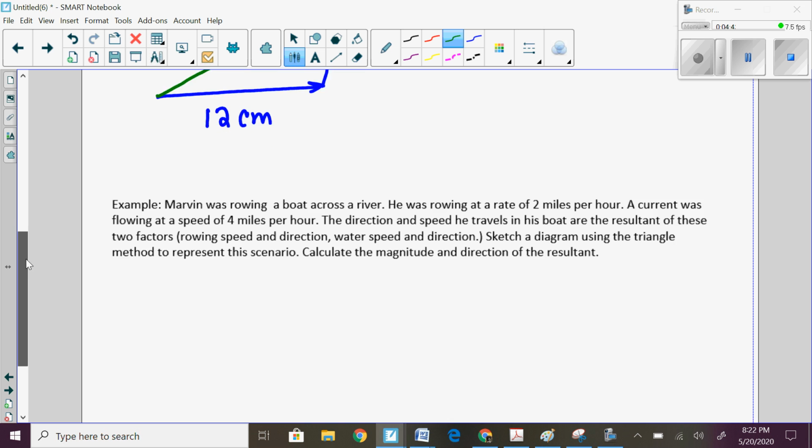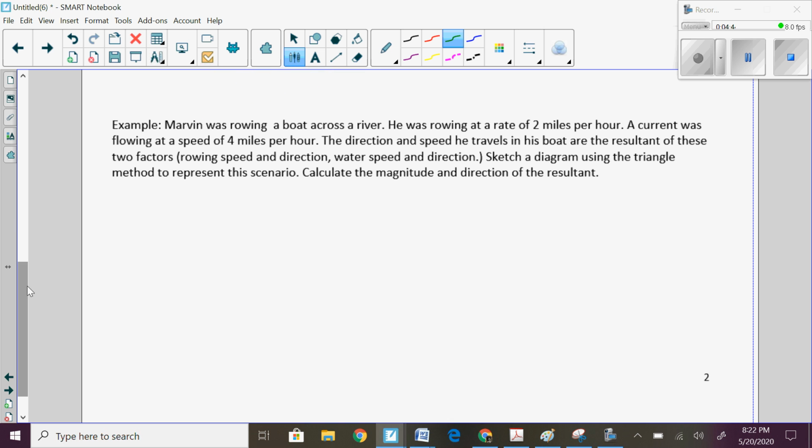So here I have my first example. It says Marvin is rowing a boat across the river. So imagine he's rowing the boat across the river. He was rowing at a rate of 2 miles an hour. The current was flowing at a speed of 4 miles an hour. So we have the current going 4 miles an hour this way, and we have Marvin, who's trying to go across the river at 2 miles per hour this way.